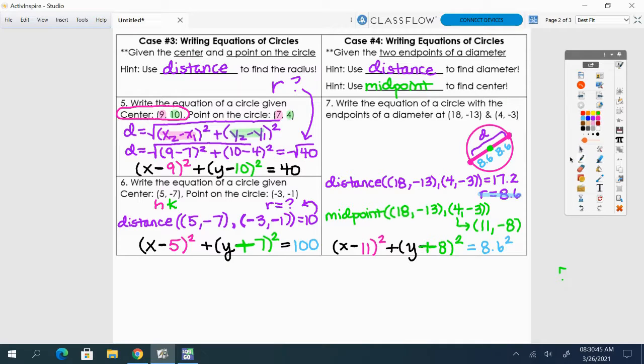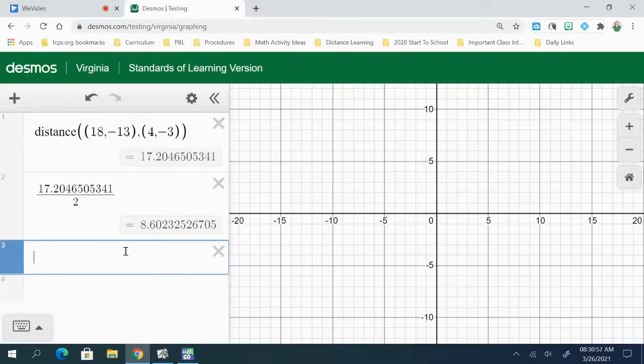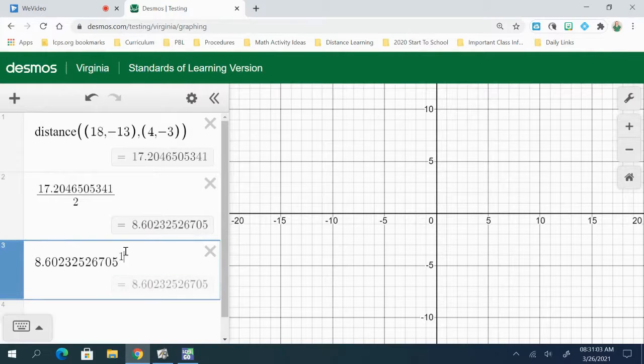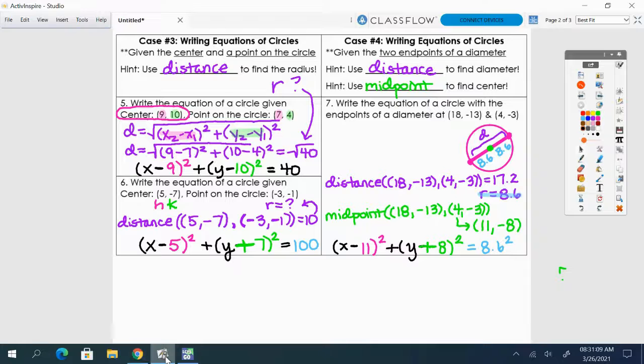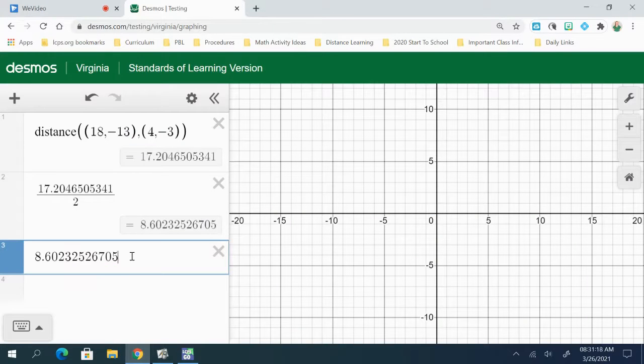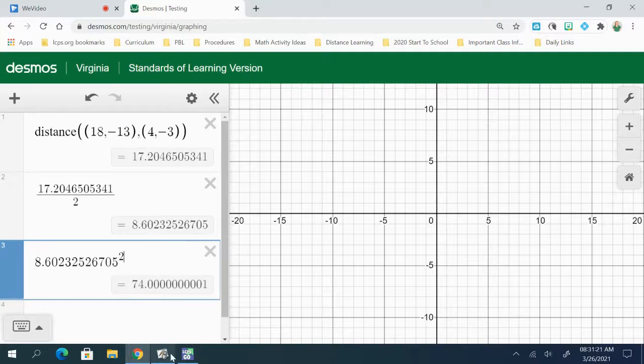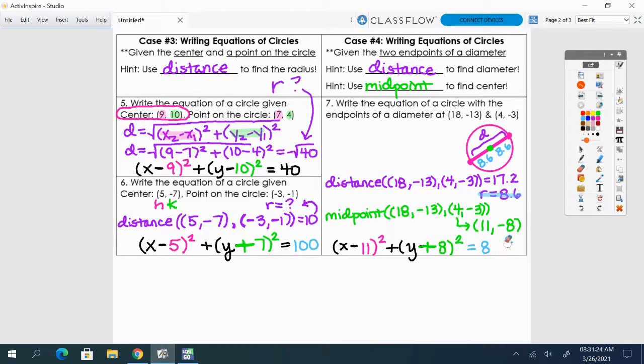Then we go back to the Desmos calculator to figure out what 8.6 squared is. That's going to be 74 for the radius squared part of our equation.